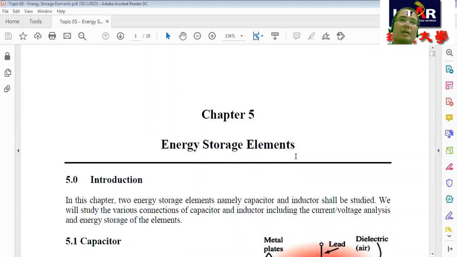Hello everybody. Today we're going to start a new chapter. In the previous chapter we studied only the resistor component. Now we proceed to two more components, which are the capacitor and the inductor. Capacitor and inductor are termed energy storage elements. In this chapter, these two energy storage elements, namely capacitor and inductor, shall be studied. We will study the series and parallel connection of capacitor and inductor, including current-voltage analysis and energy storage of the element.